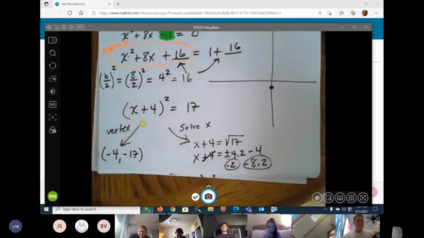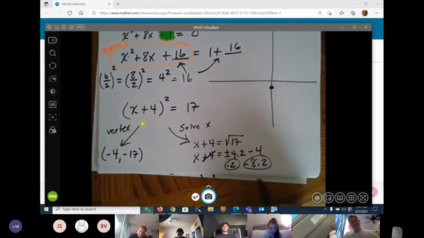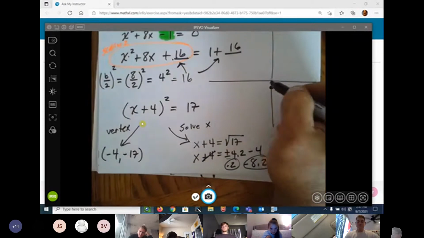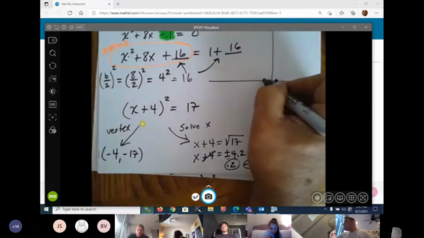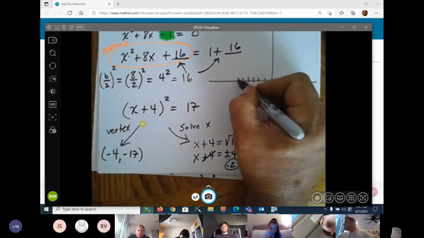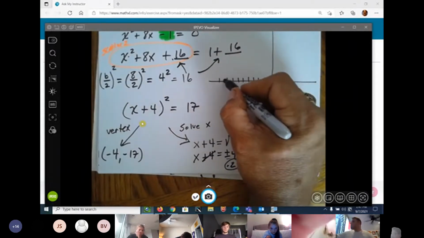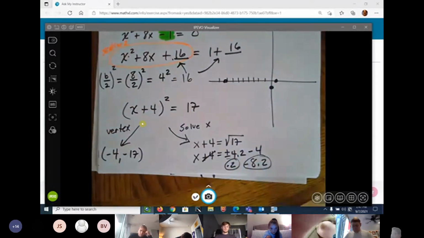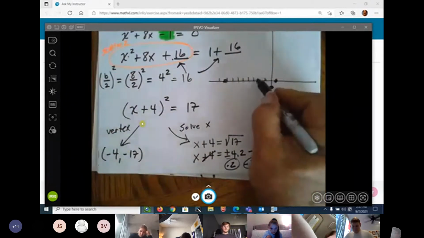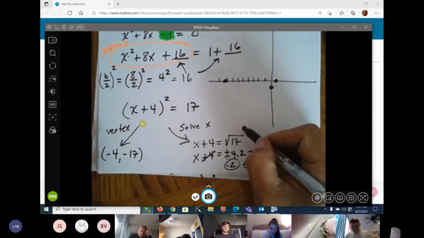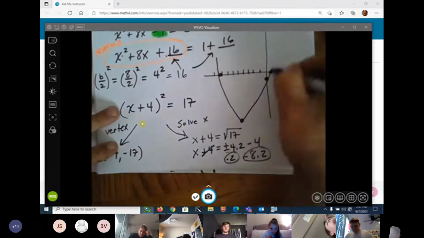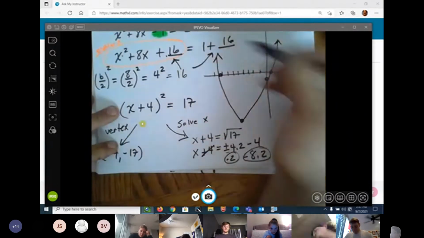All right, -1 is right there. That's your y-intercept. 0.2 is right here. 8.2, 1, 2, 3, 4, 5, 6, 7, 8, 9. 8.2 is right there. Vertex is -4 and -17 way the heck down here. And there's your parabola.